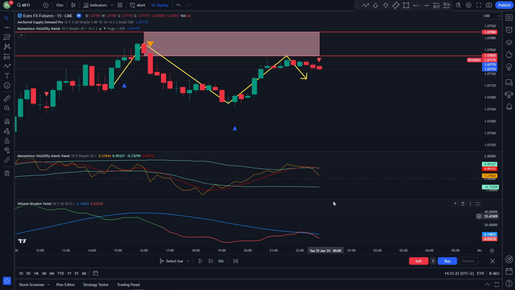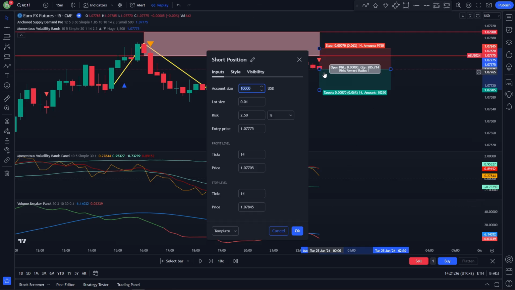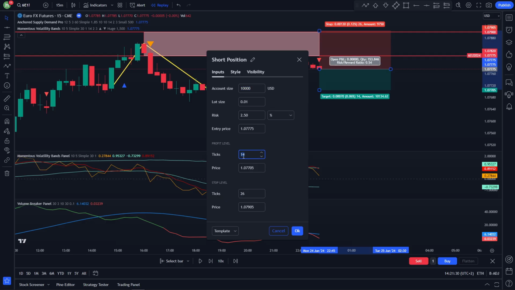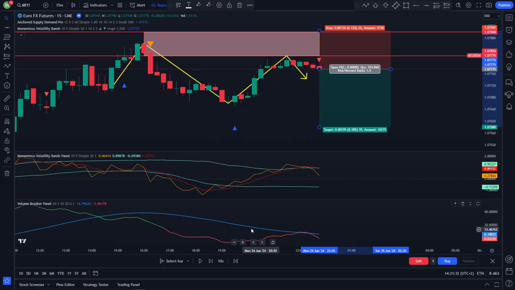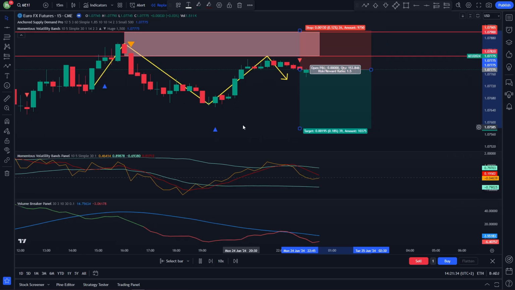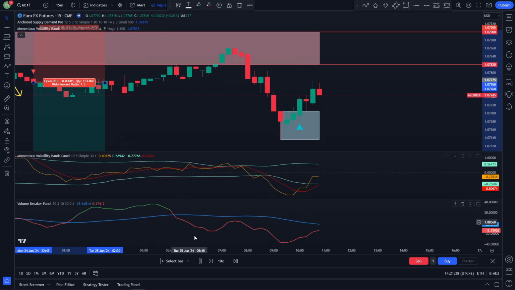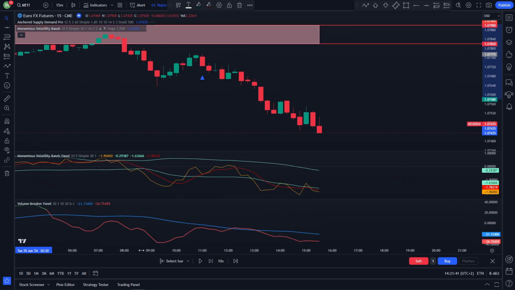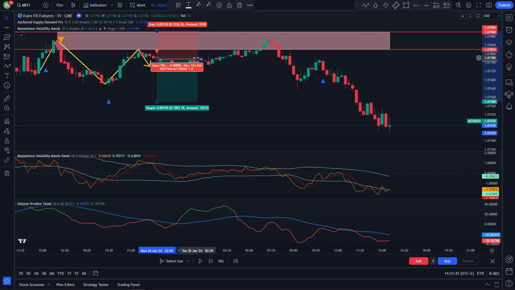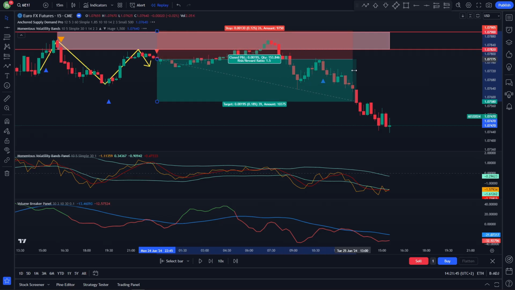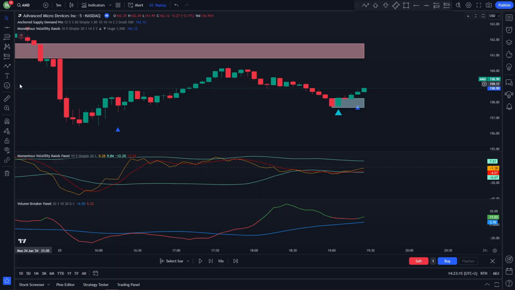So once the candle has closed, I will enter my sell trade. For the sell trade, I will place my stop loss a couple of points above the supply zone and aim for 1.5 times the return. By following these steps and utilizing the custom indicators, you can confidently execute trades with precision and maximize your trading success. Next, let's explore a stock trading example.